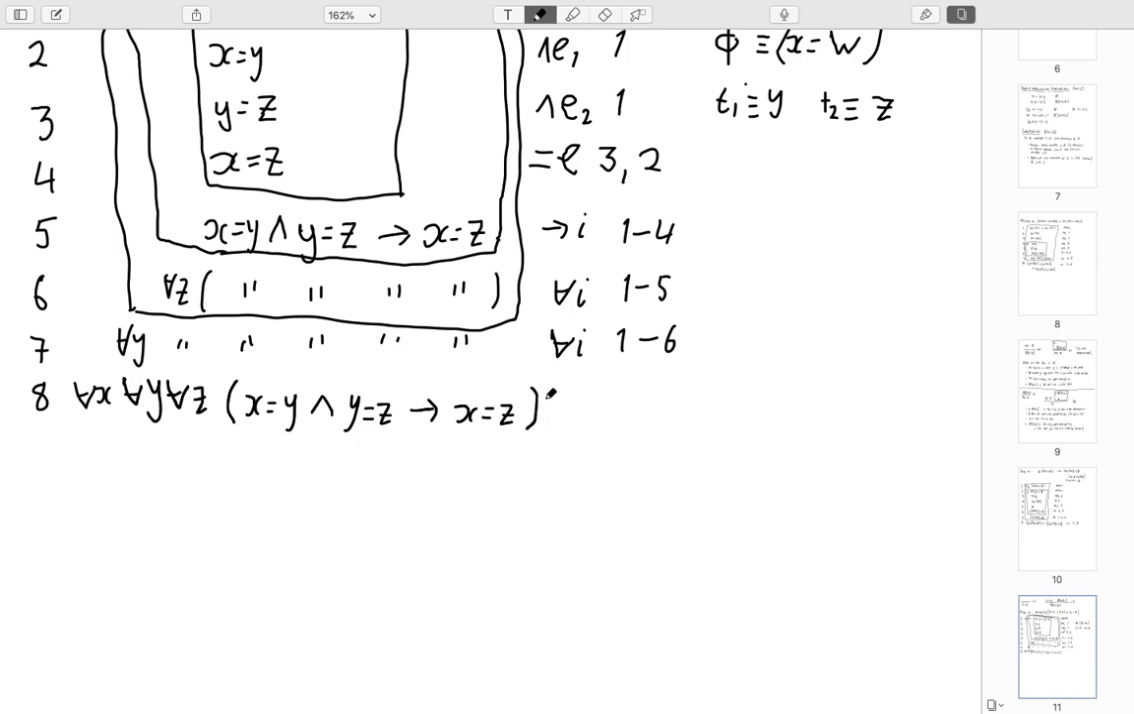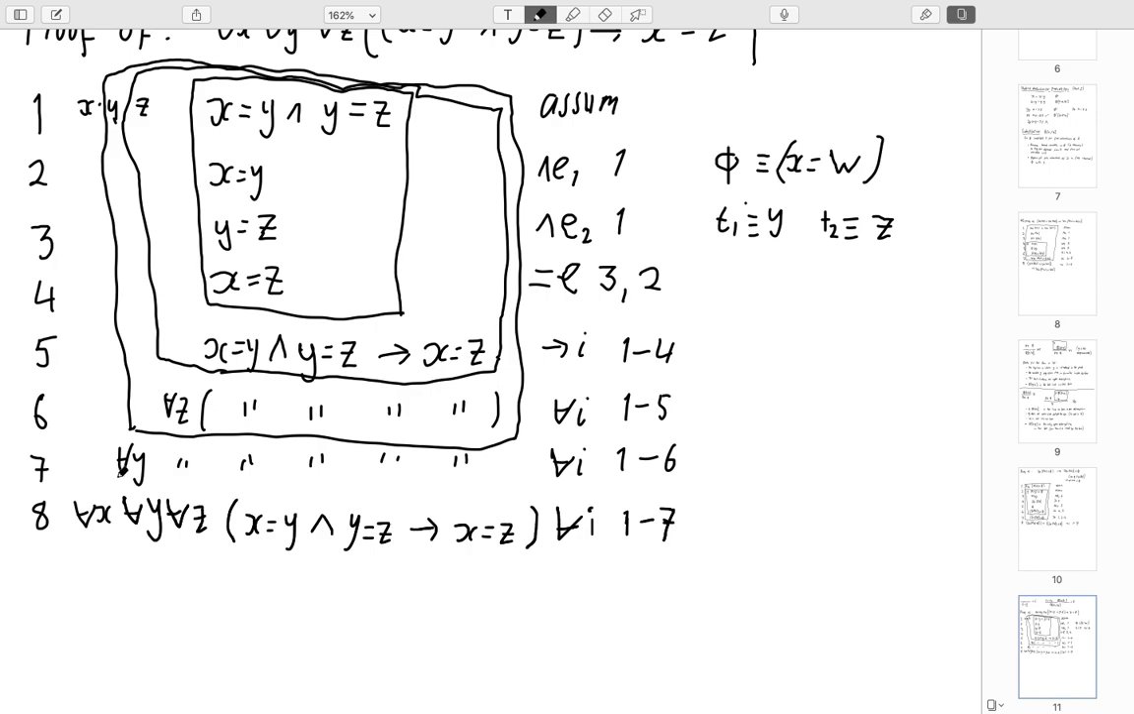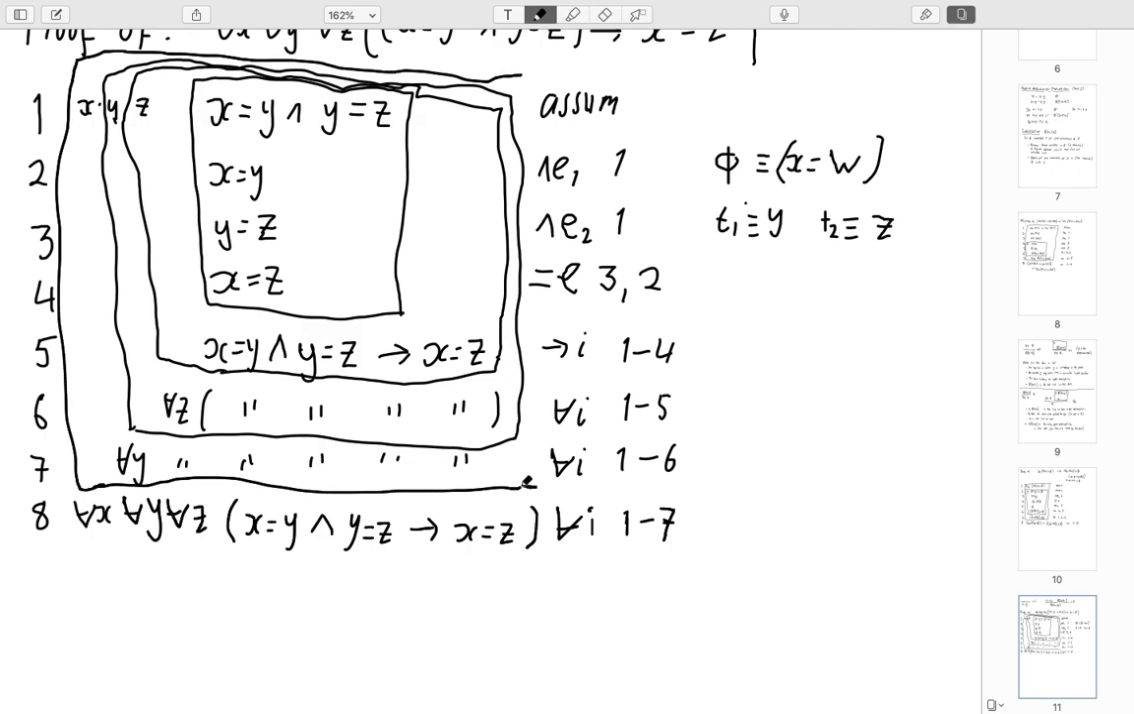Rule by for all introduction 1 to 7. And again, we need to put a box around which takes all the assumed variables away. And we're done.